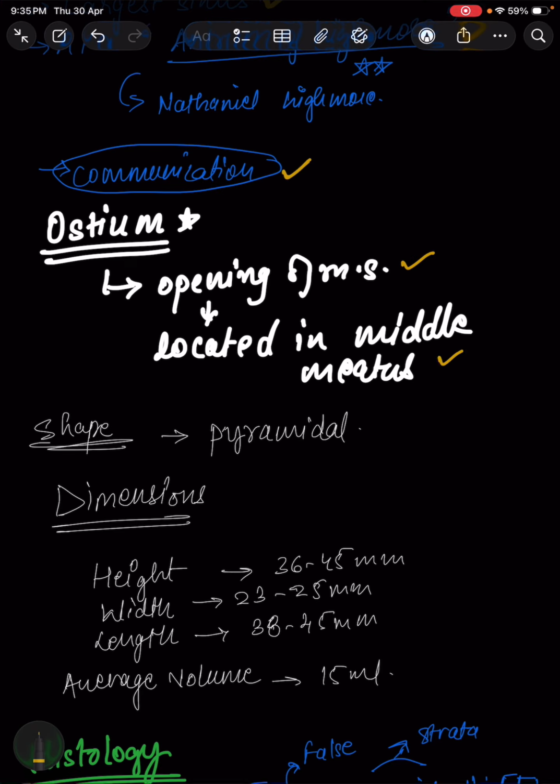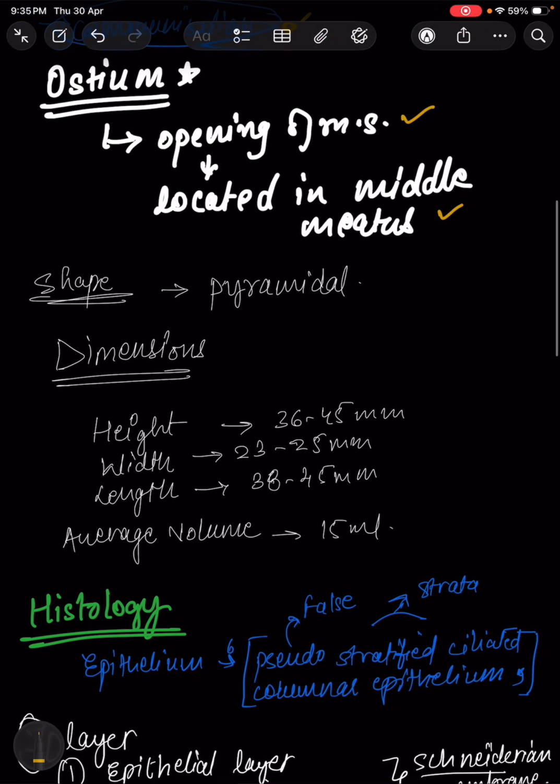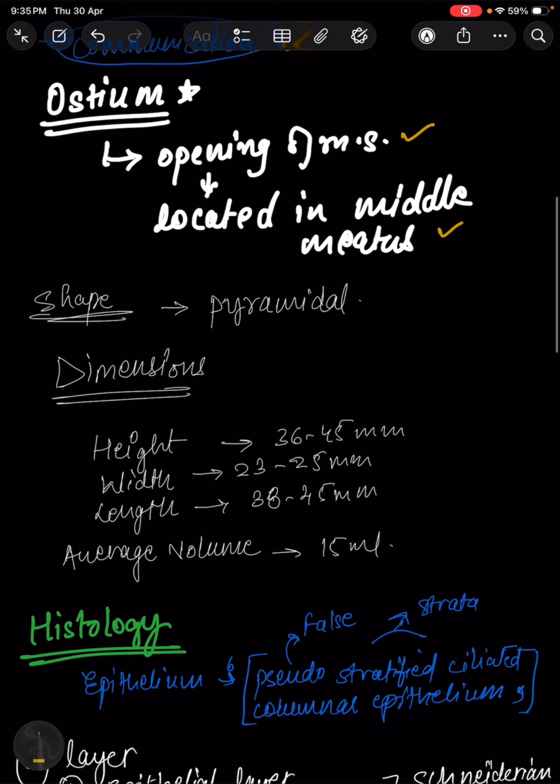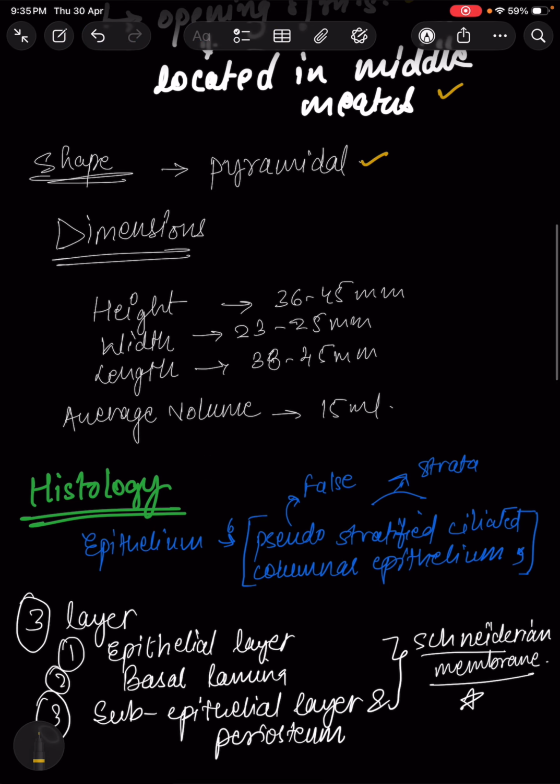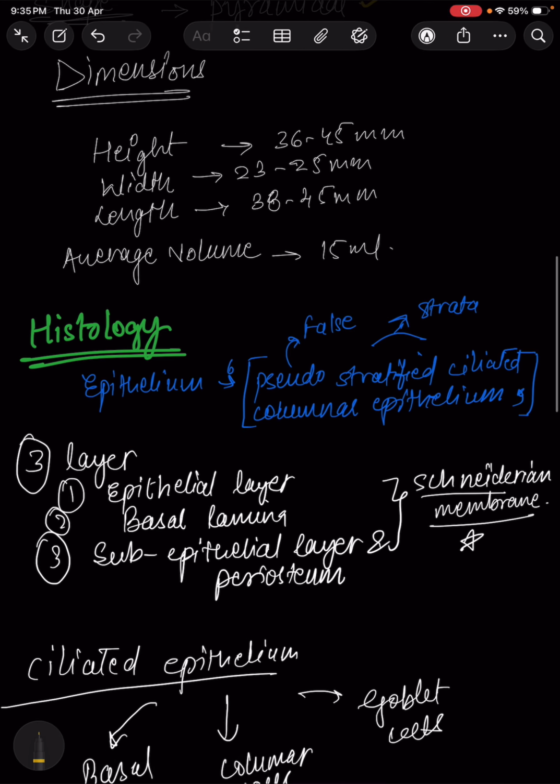The shape is pyramidal, and the dimensions are: height 36 to 45 mm, width 23 to 25 mm, length 38 to 45 mm, and the average volume is 15 ml.